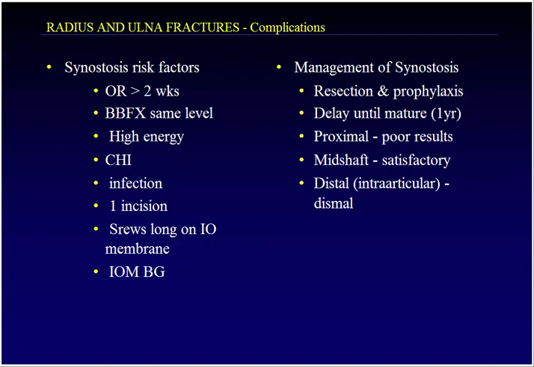The management of synostosis is to resect it, and then you have to do prophylaxis to keep it from reforming. You want to delay your resection until you think that the bone is mature, and that typically requires about a year out from the injury. Really, the results of treatment after synostosis resection are very poor. The only situation where you can obtain some improved functional results are really in the middle third of the forearm. Proximal and distal synostosis really both have very poor prognosis.